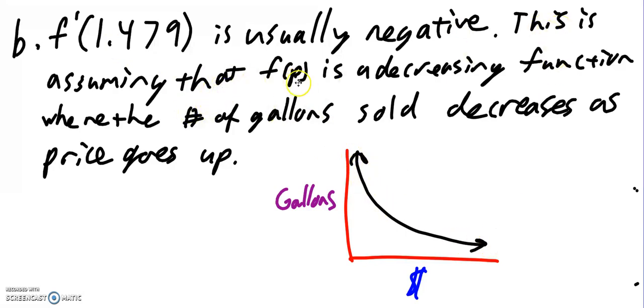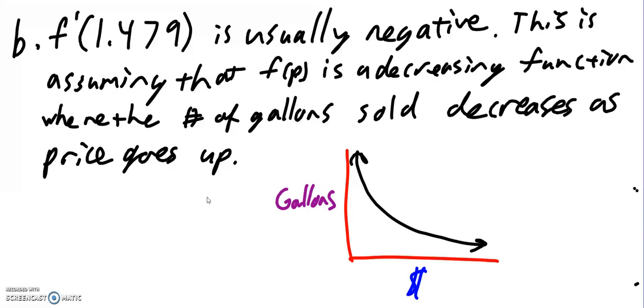So this is my explanation. This is assuming that f of p is a decreasing function, where the number of gallons sold decreases as price goes up, or as price increases. Boom. I know, that was the sound of your mind being blown.